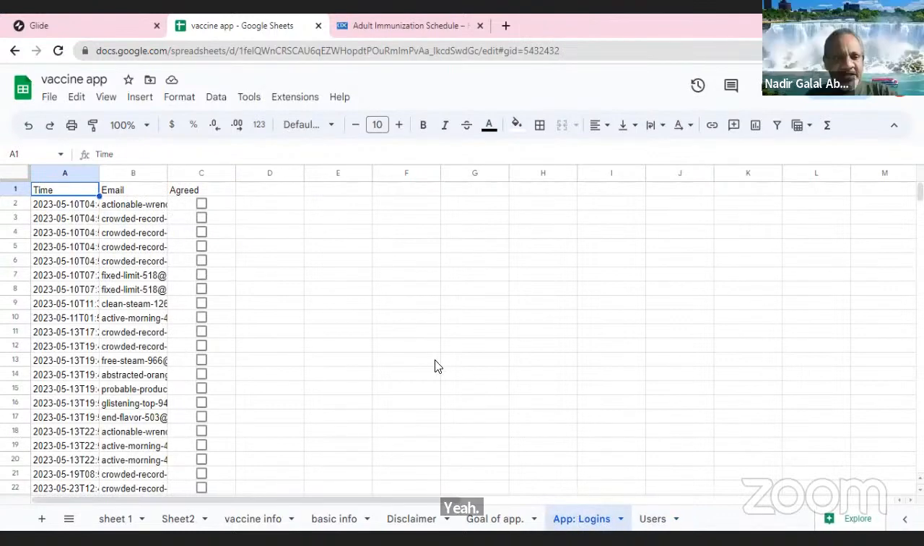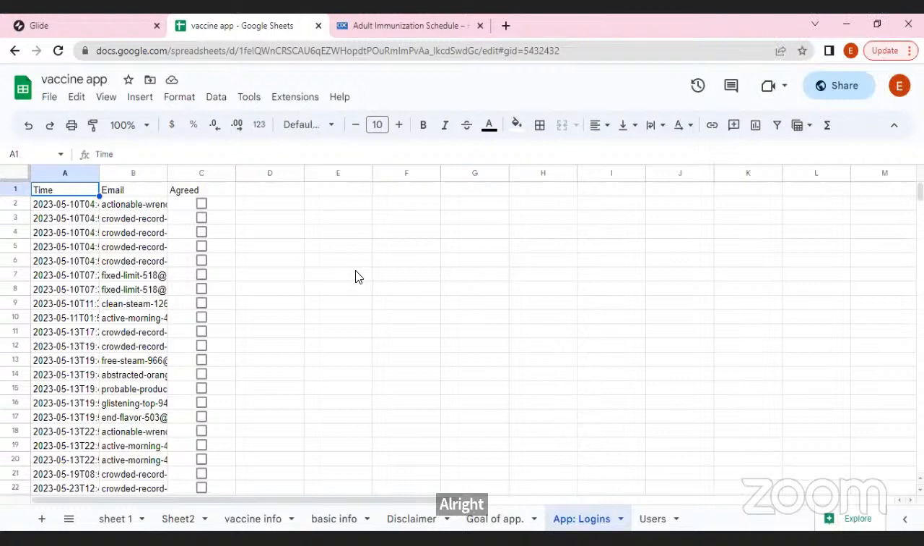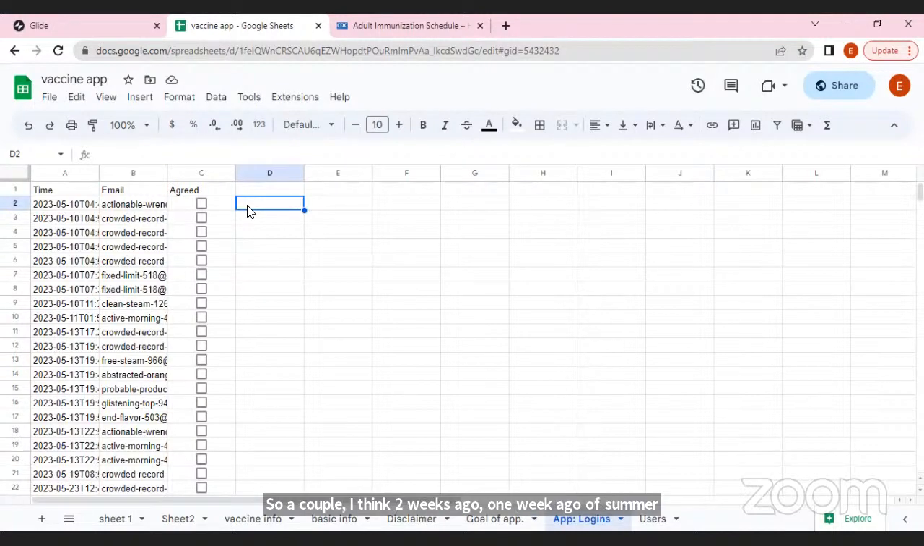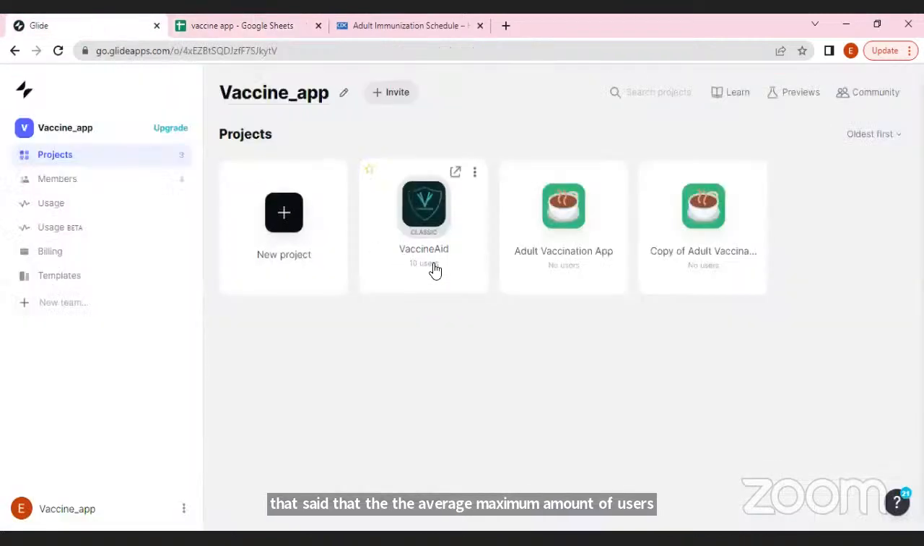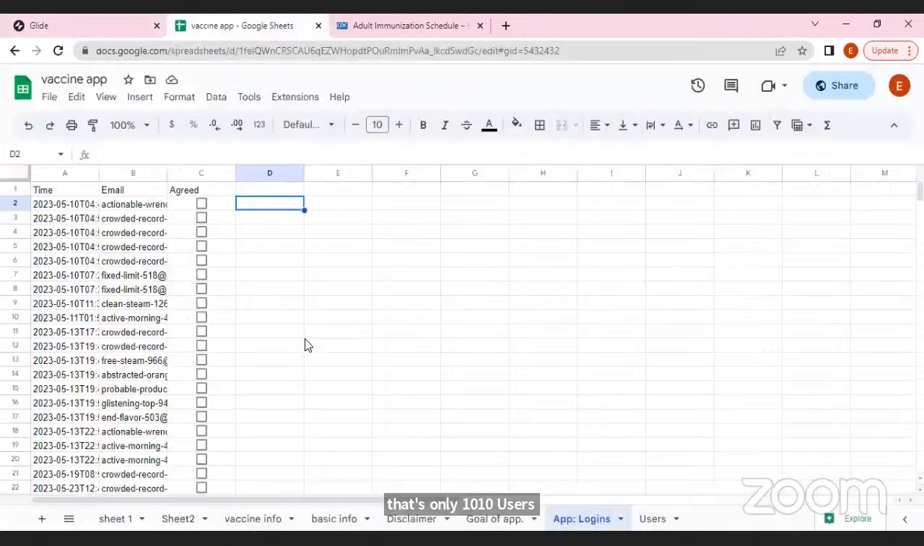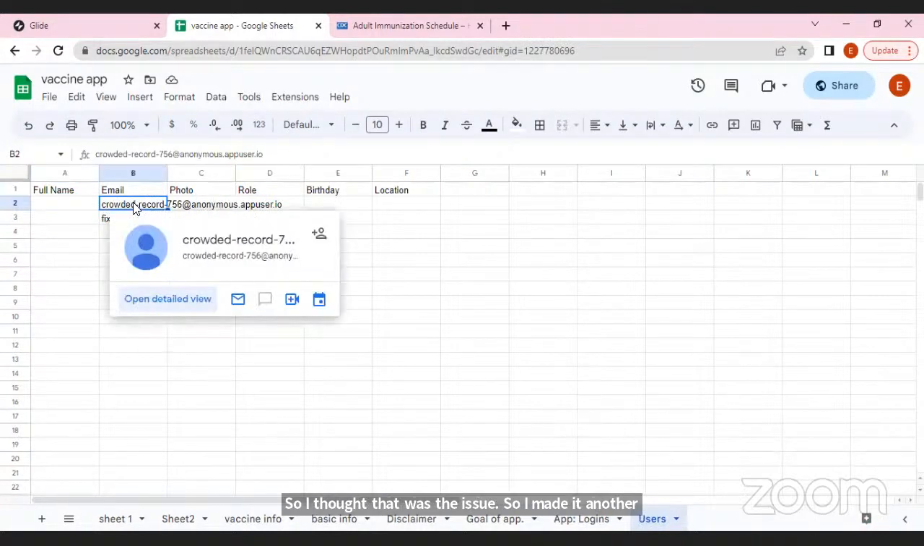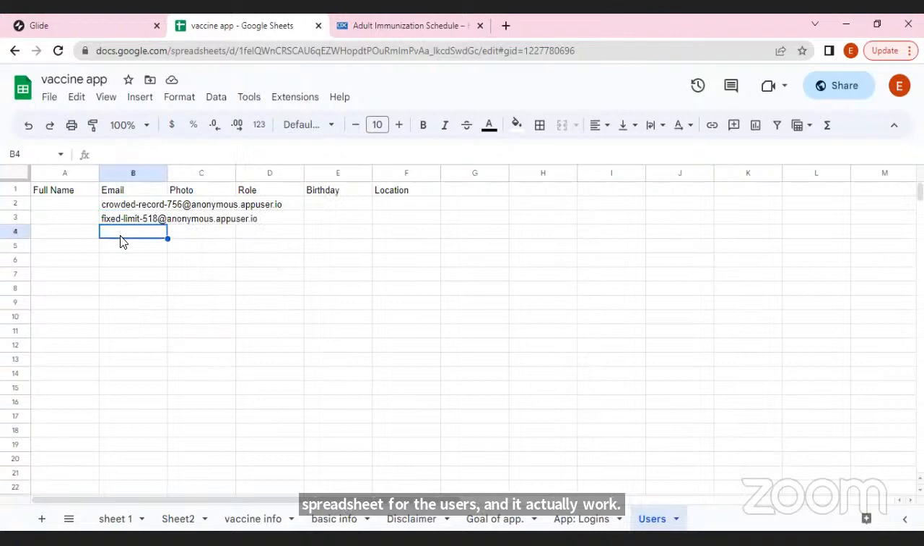All right, go ahead, Mafaz. So I think 2 weeks ago or 1 week ago, someone tried to log into the app and they had a message that said the app reached the maximum amount of users. And when we check the number of users, it says there are only 10 users. In the beginning, the information would be added to the Glide app's user section of the spreadsheet. So this is the logins from the Glide app. I thought that was the issue, so I made another spreadsheet for the users, and it actually worked. But then the same people that were trying to log in said that they didn't have access. So I'm not sure what the issue is exactly.